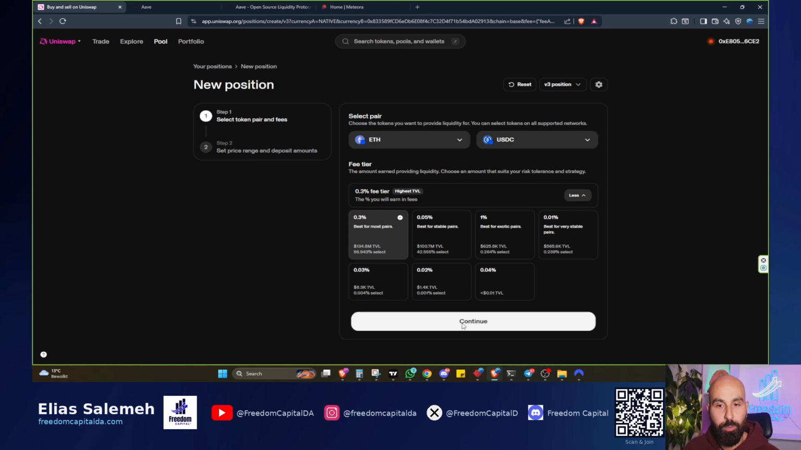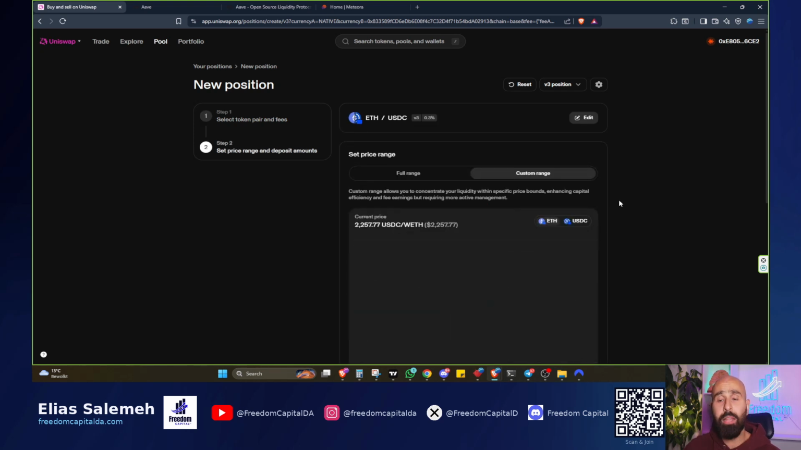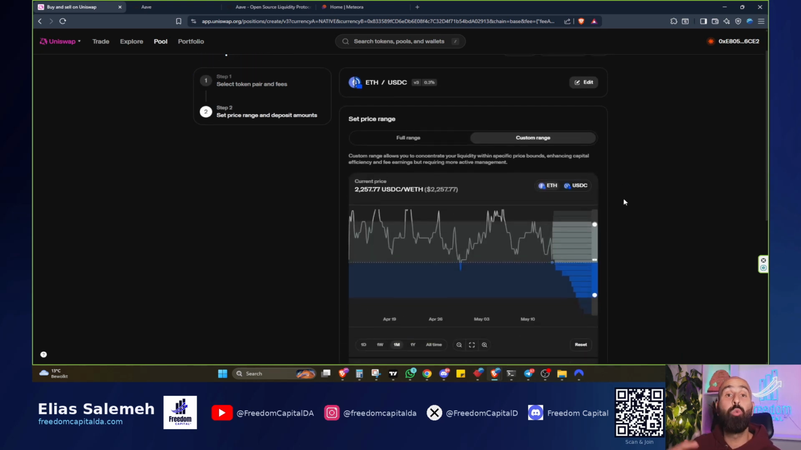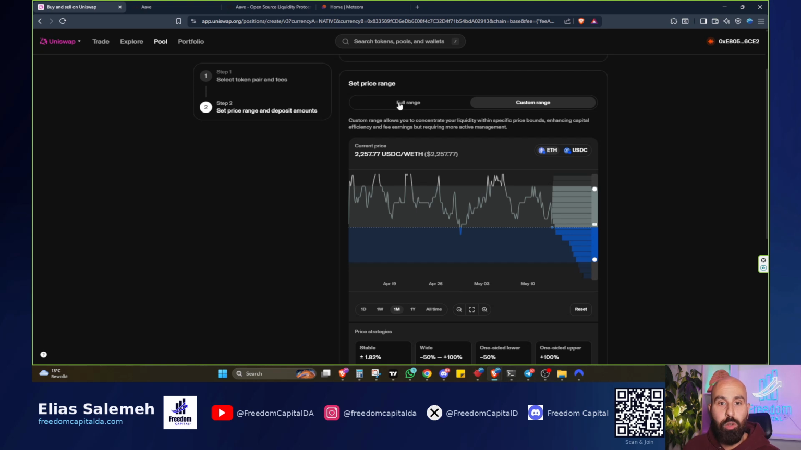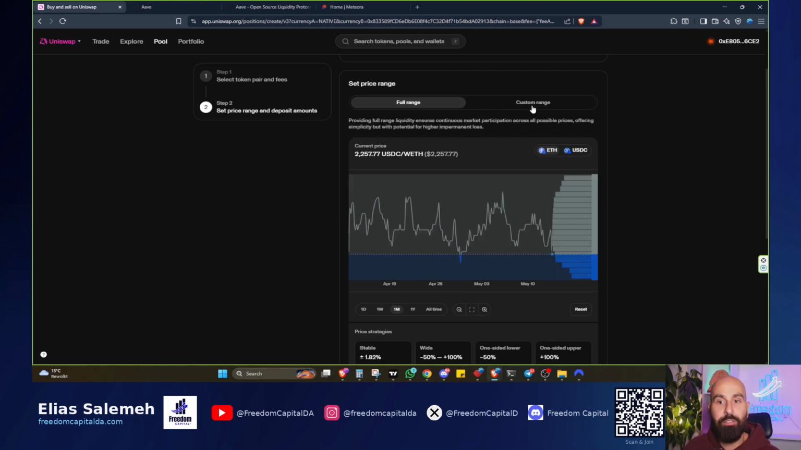So we're going to be choosing 0.3. I continue. And then this step is where I choose where I want to deploy my liquidity. So what do you see here? First of all, you have two tabs. You have full range and you have custom range.